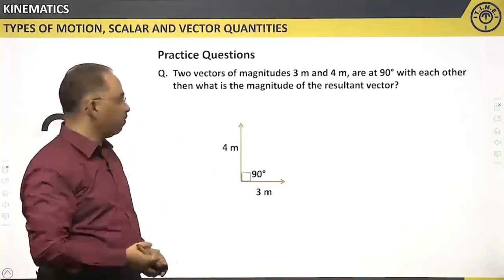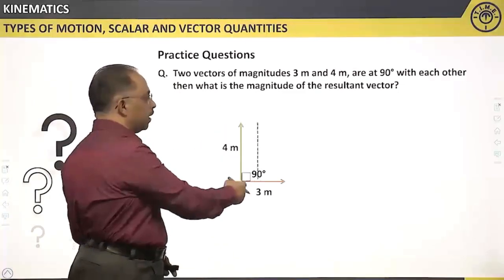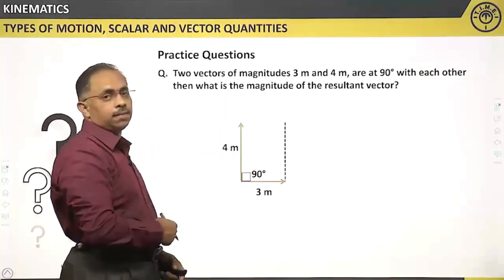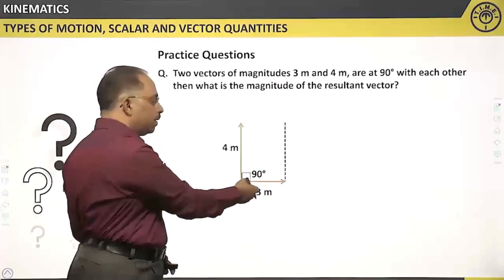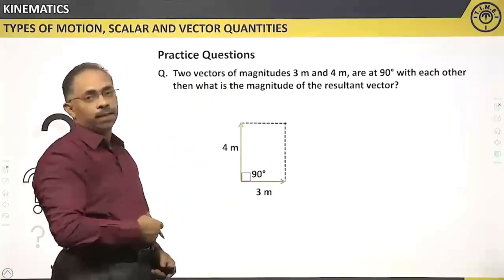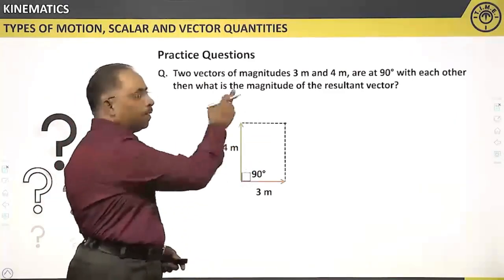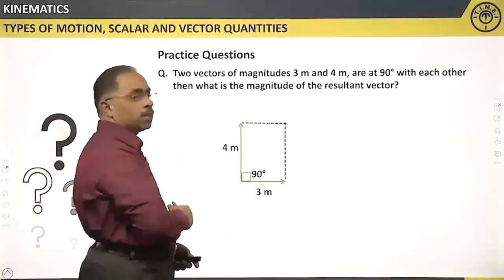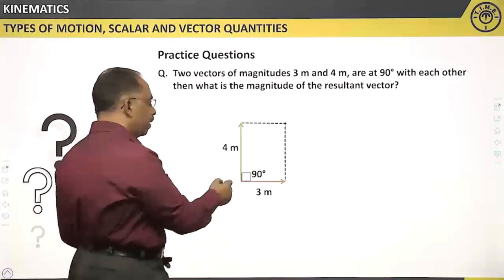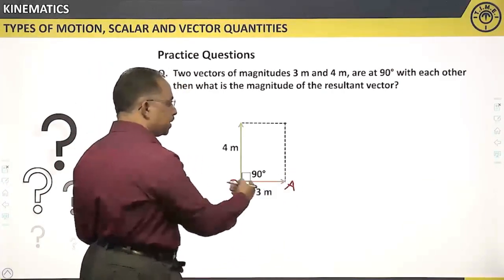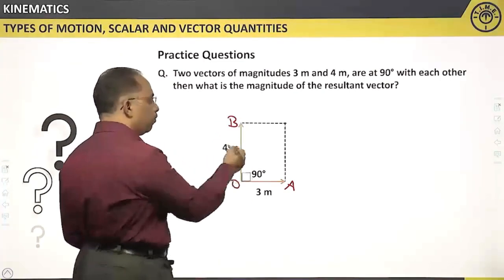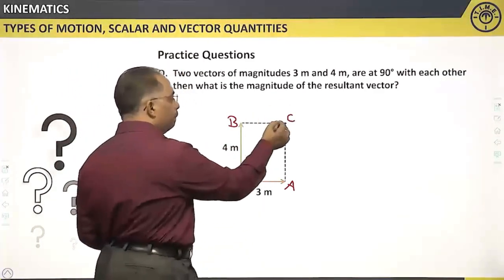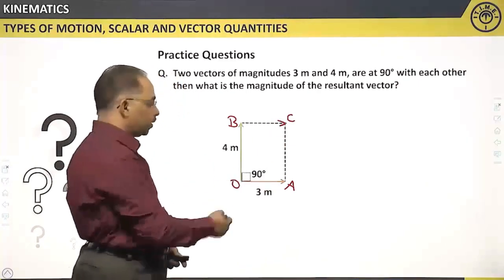So, to complete the rectangle, I will take a horizontal line like this. And for the 3 meter vector also, I will take one more line parallel to this in the upward direction. This forms a complete rectangle now. When two vectors start from the same point, if I mark this as OA, OA represents 3 meter and OB represents 4 meter, and if I mark the corner as C, then B to C is equivalent to OA, which is 3 meter.